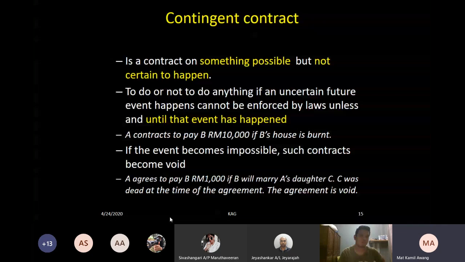Let's say B agrees to pay 1,000 if B marries A's daughter C. C was dead at the time of the agreement. So the agreement is null and void. How can A give his daughter C to marry B when C is dead already? So that is impossible to happen. So that contract is considered void. So this is the type of the contingent contract.